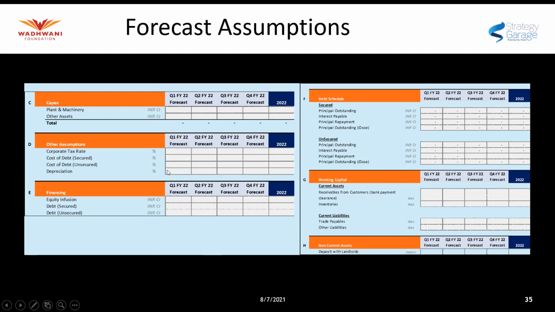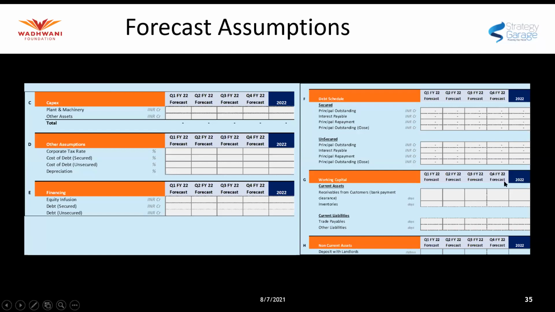Likewise, you might have other items. If you're taking debt, for example secured debt, now I'm on this section, the right section, then you have to see how much is the existing debt and how much more you are likely to add. Likewise, on unsecured, how much you have now, how much you are likely to add, and what is the impact of that from an interest perspective. So those are some of the things.